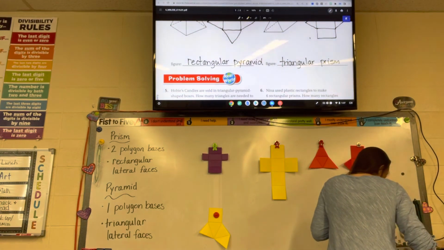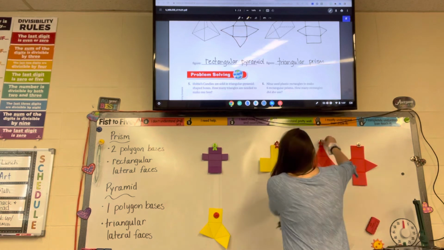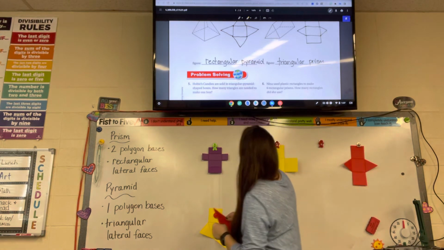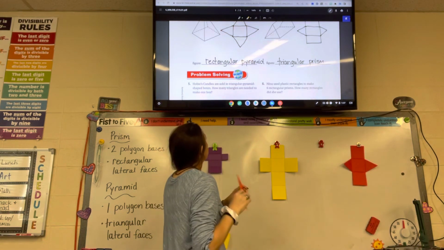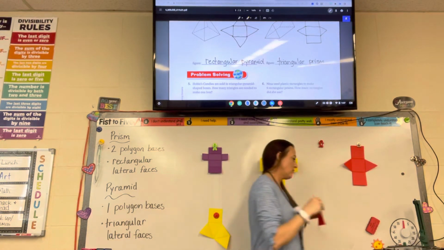Hobby's candles are sold in a triangular pyramid shape. Triangular pyramid shaped boxes. How many triangles are needed to make one box? 4.